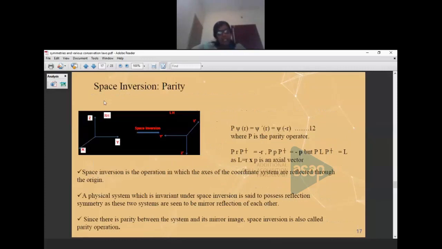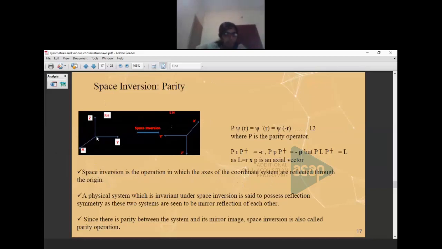Space inversion, parity, what do you mean? Suppose you are having a right-handed system. If you are reflecting it in the origin, simply try to visualize. This is a right-handed system. Just reflect it, what you will get? X will go this side, Y will go this side, and with a flip that will go down, and you will get space inversion. How do you define space inversion? Space inversion is an operation in which the axes of the coordinate system are reflected through the origin.